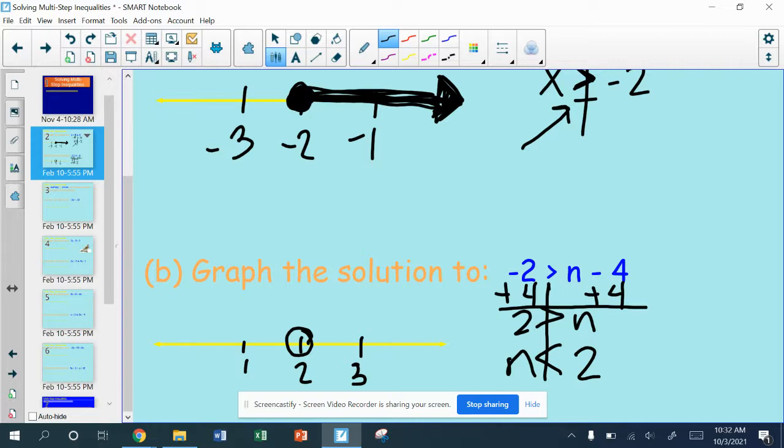And then I want all the numbers that are less than 2. Now, a couple of things. This looks kind of like an L that got kind of squished over a little bit. I'm going to be shading here because these are the numbers that are less than 2. And this arrow that I'm drawing right there matches that arrow in the inequality.